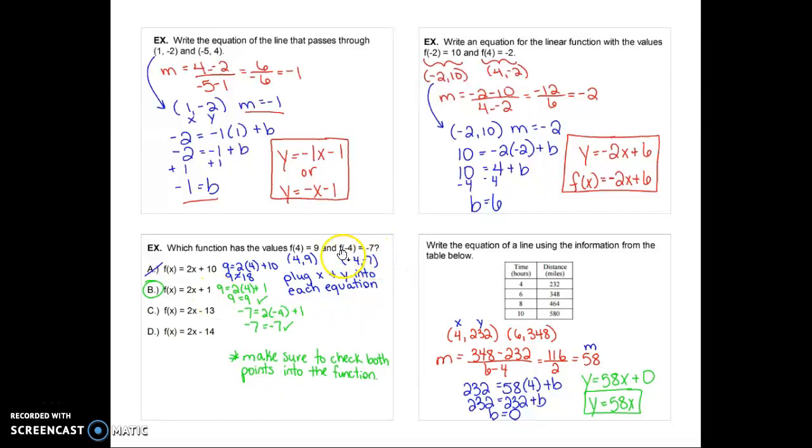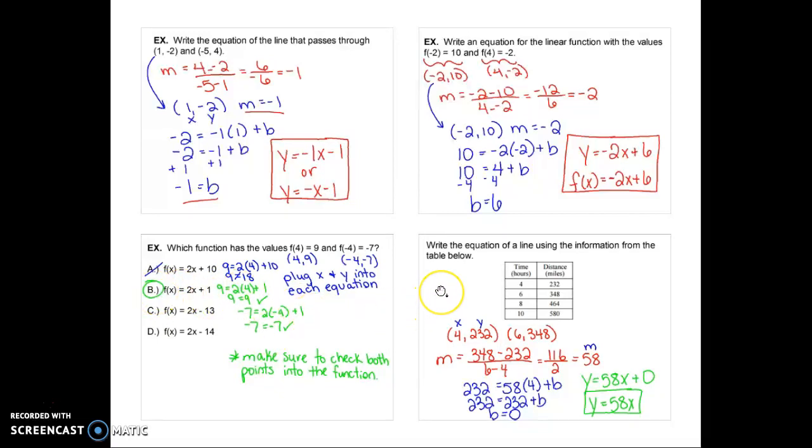You need to plug in your other point that was given to make sure that it is a solution as well. So now your y value was a -7. So -7 equals 2 times your x value of -4 plus 1. 2 times -4 is a -8 plus 1 is a -7. So because both of the points gave you a true statement at the end, then B is your final answer.